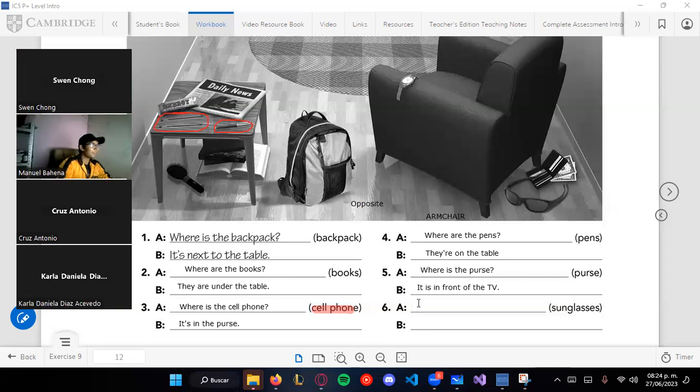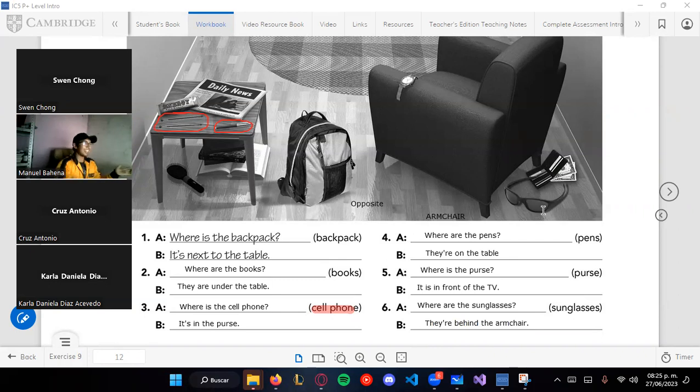Okay, Swen, perfect. Yes, where are the sunglasses? Where are the sunglasses? There we go, yes. Y sería there, behind. Yes. Puede ser wallet o puede ser armchair, como lo queramos ocupar. Exactly, yes.